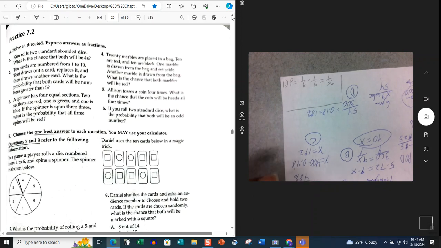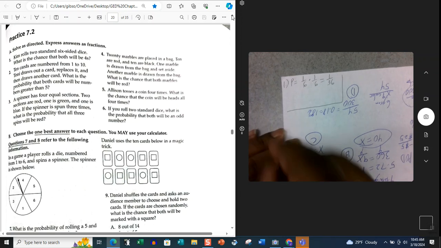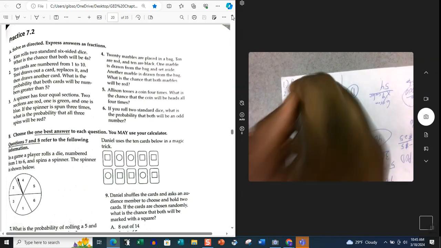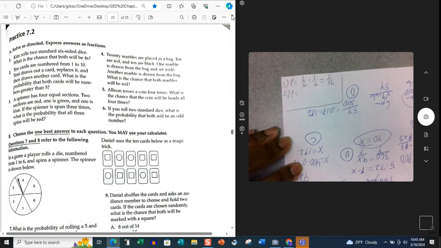Now number 2. 10 cards are numbered from 1 to 10. Tony draws out a card, replaces it, and then draws another card. What is the probability that both cards will be numbers greater than 5? So first of all, we have a probability. They tell us we have 10 cards, so we'll put this over 10. And they're numbered 1 to 10. Now it says, what is the probability that both cards will be numbered greater than 5?